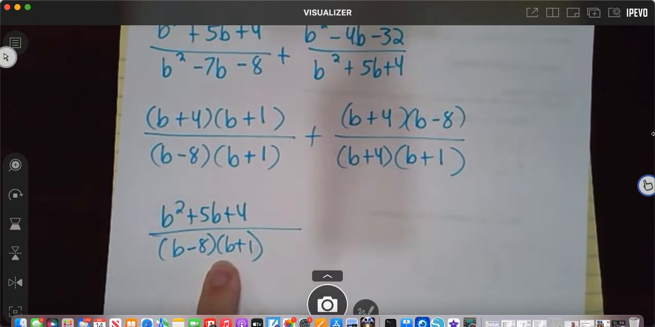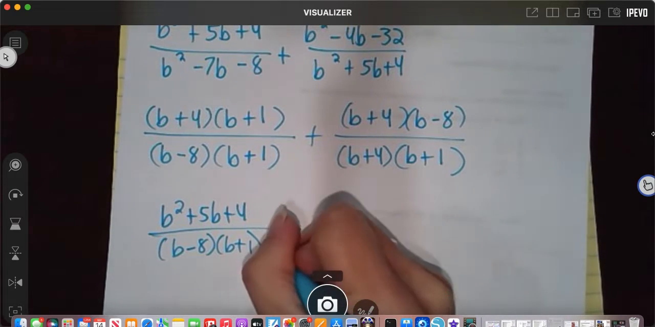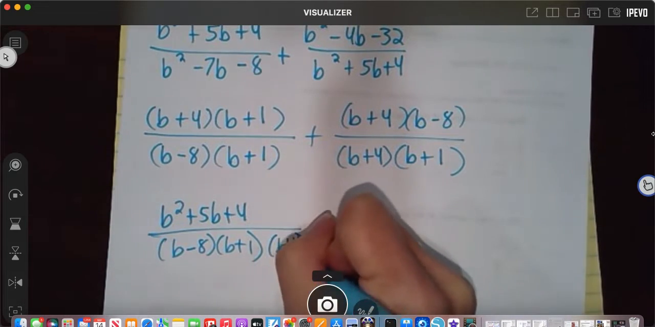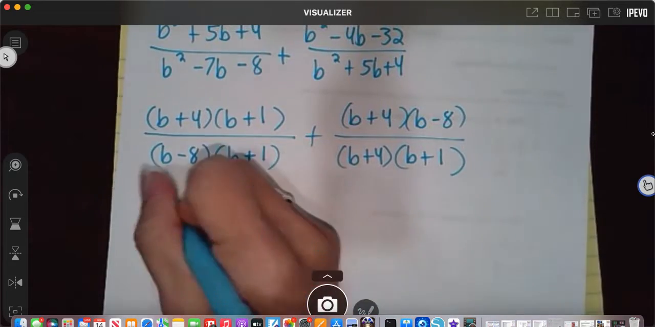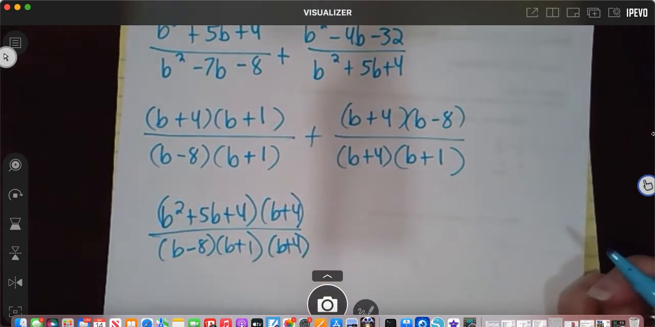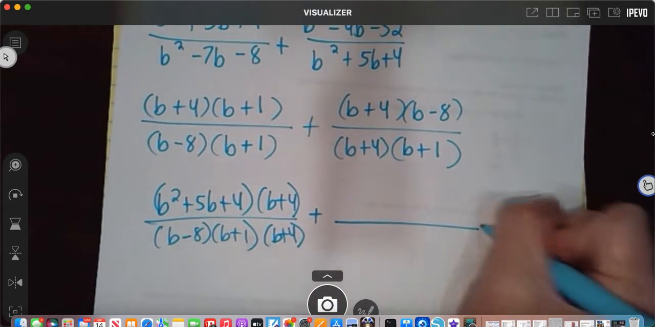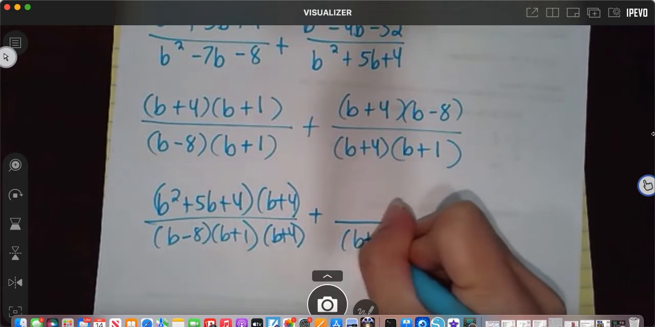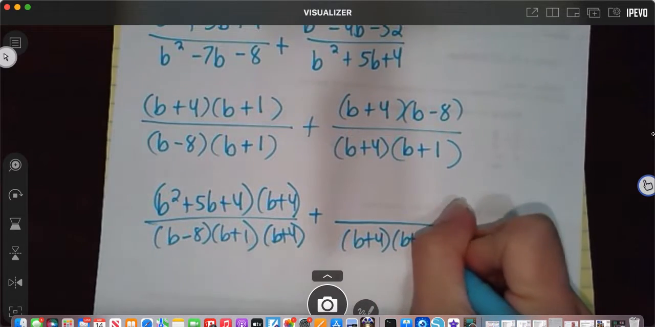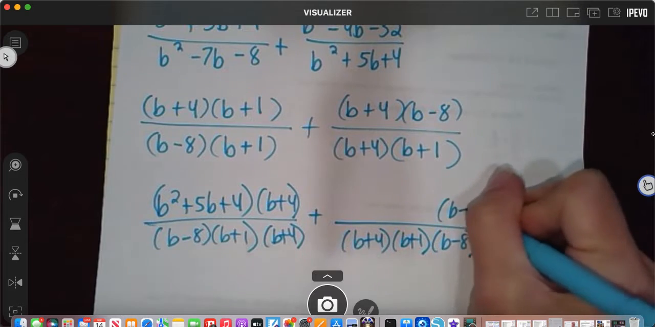What am I missing in this denominator that this one has? B plus 4. So that's what I'm going to put, and whatever I put down here must also go up there. Now, what's this one missing? It was a B plus 4 and a B plus 1. So it's missing a B minus 8. So I must put that in the numerator.